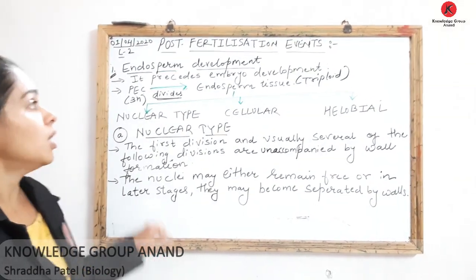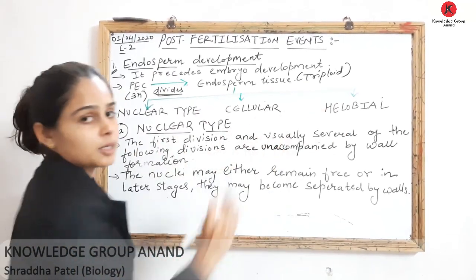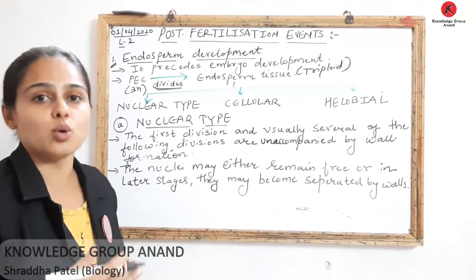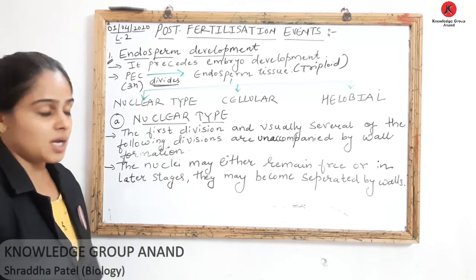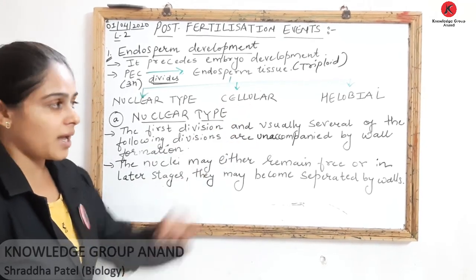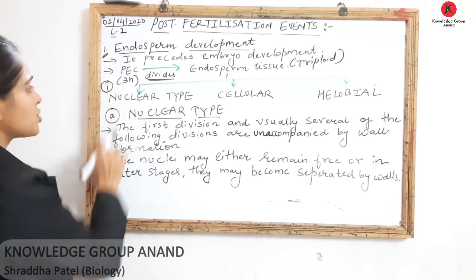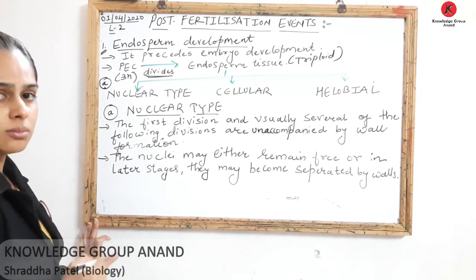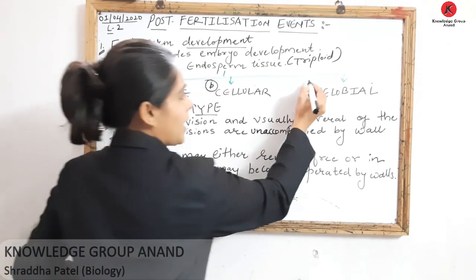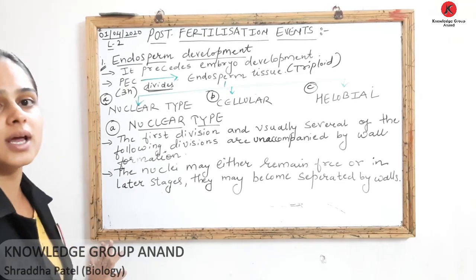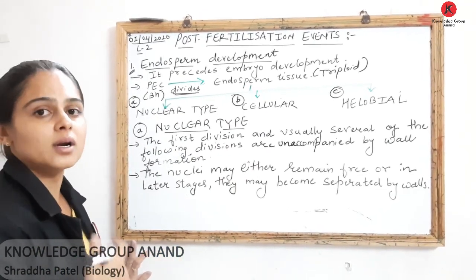Okay, now this endosperm development is divisible into 3 parts. Meaning it can happen in 3 ways. We are naming it accordingly. Nuclear type, second one is your cellular, and third one is your halobial. Say for example, here you write A, nuclear type, this is your cellular type, and this is your halobial type. So these are the 3 types of your endosperm development.